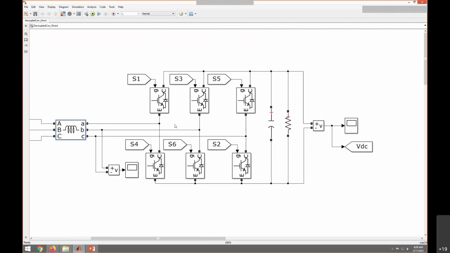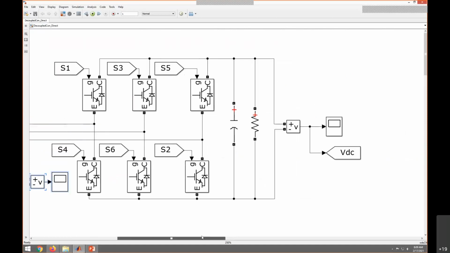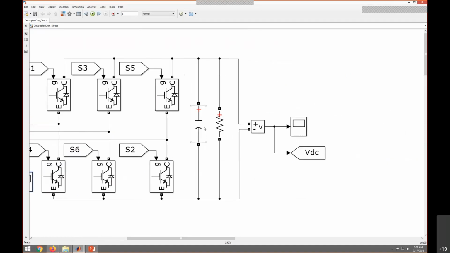Coming to here, this is a 2-level 3-phase inverter. Here I am measuring the inverter currents just to cross check. These are the firing pulses for S1, S3, S5 for the top switches, and S4, S6 and S2 for the bottom switches. And we have this capacitor.